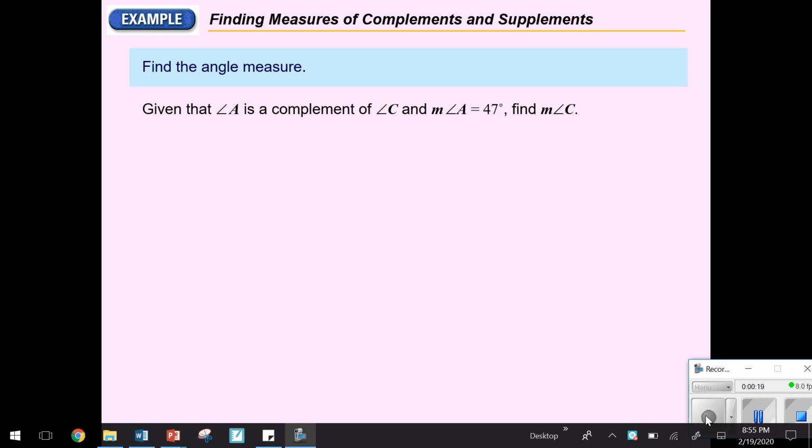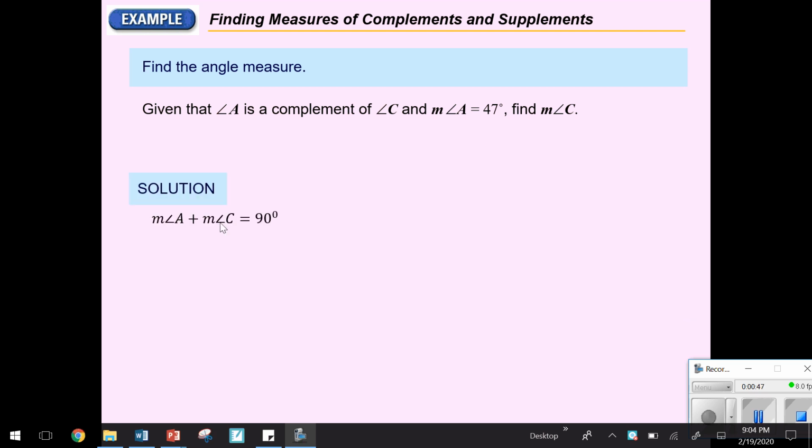Now the only difference between this complementary question and the ones that we did just a little bit ago is that they don't give me a visual aid. They're just giving it to me in words, but it doesn't matter because we know the word complement means that the two angles add together to add up to 90 degrees. So when I get ready to solve for this, I just have to add these two together and set them equal to 90 degrees.